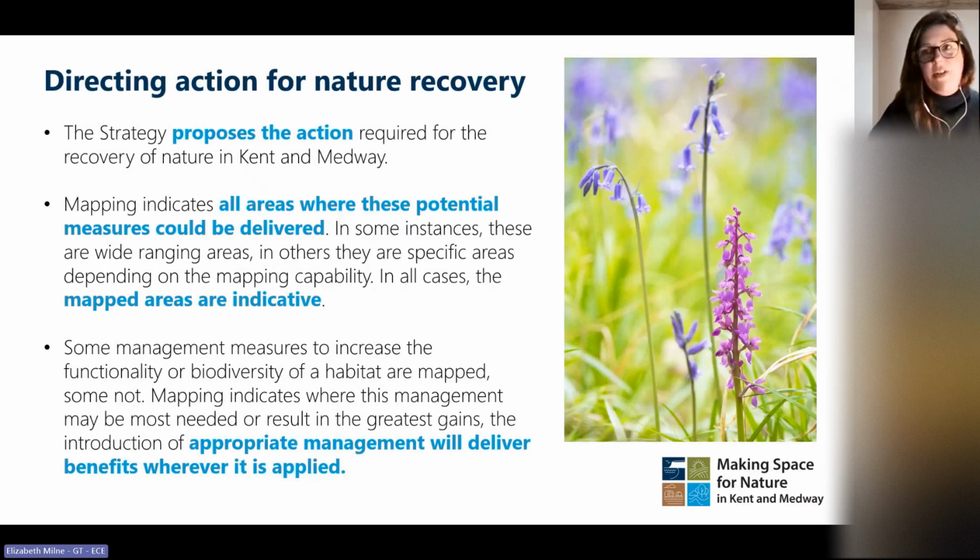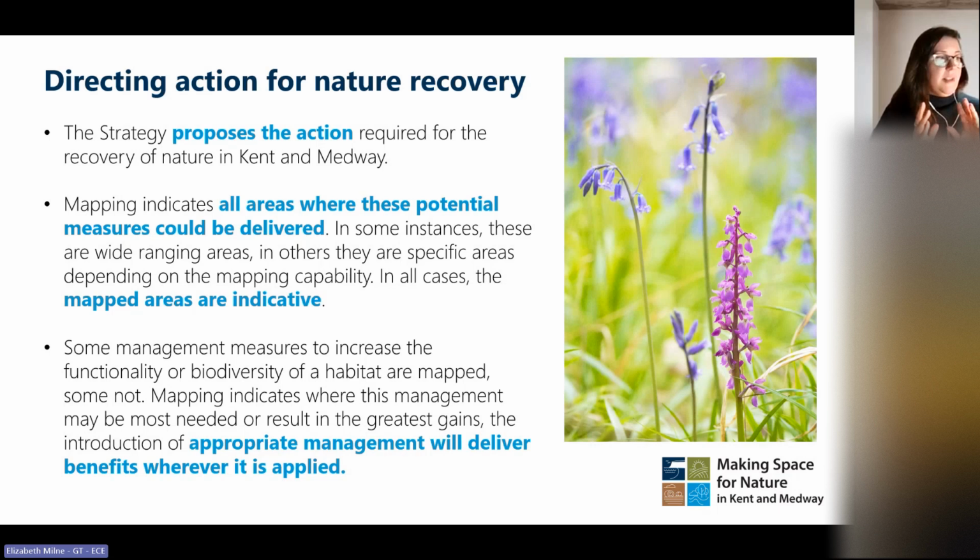So the first purpose of the strategy is to direct action for nature. And if you haven't got the message yet, to direct it to where it's most needed and where it will deliver the greatest benefit. So mapping indicates where the measures could be delivered. And in some instances, these are wide-ranging areas. In others, they're more specific, depending on, as I said, the mapping capability. But whether it's a big blanket blotch of mapping, or whether it's very specific, in all cases, the mapped areas are indicative.